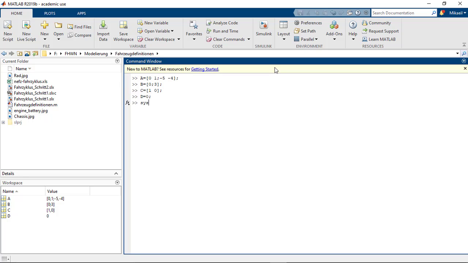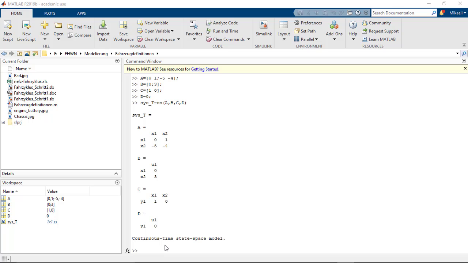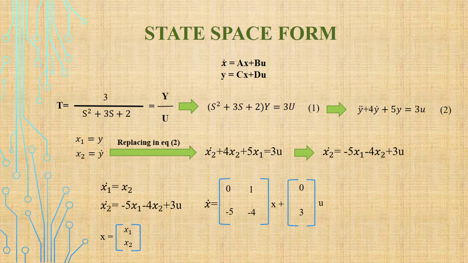Now we write here system T is equal state space parentheses A, B, C, and D. As you see, we got three matrices A, B, and C, and parameter D. We can also define MIMO systems with a state space form.